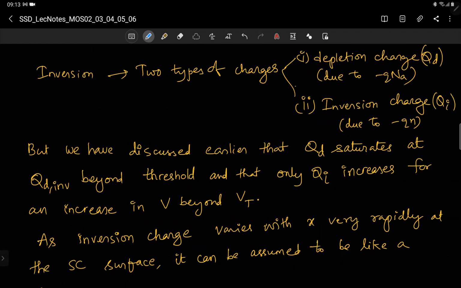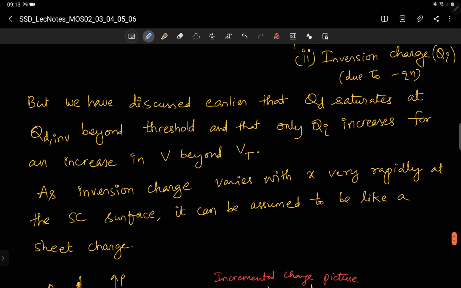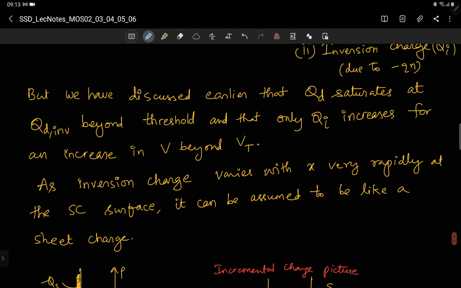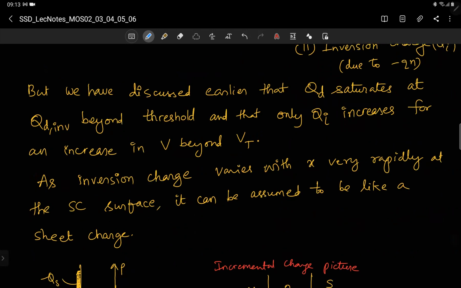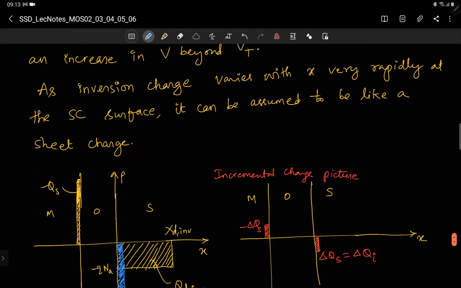But we have discussed earlier that QD saturates at QD inversion. So QD, the depletion charge, saturates at QD inversion beyond threshold, which means it does not increase beyond this value, which is found at the threshold voltage. Only QI increases for an increase in V beyond VT. So QI starts increasing rapidly for every increment of V beyond VT. And you know that inversion charge varies with x very rapidly at the surface, so it can be assumed to be like a sheet charge.